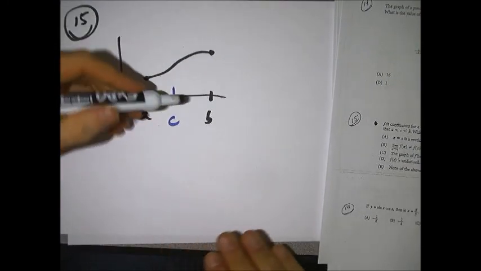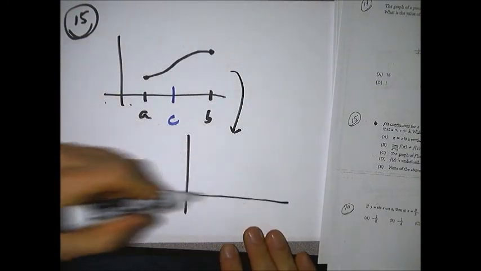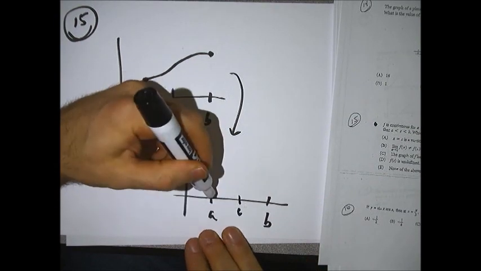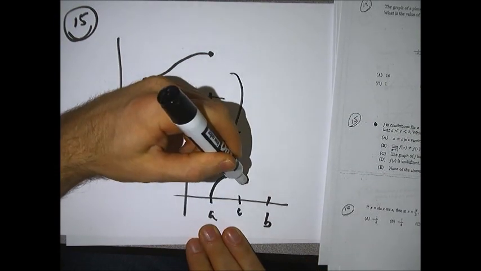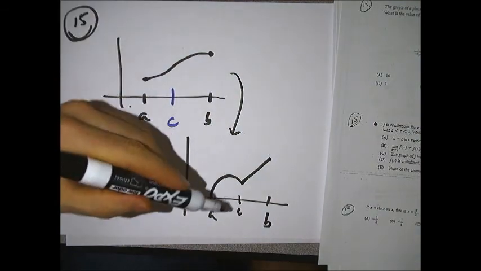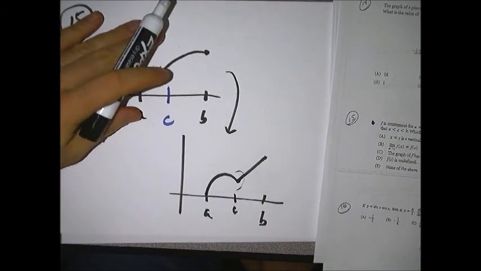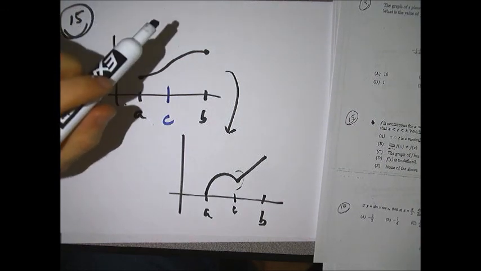So if I was to draw this from A to B, and here's my C, with a sharp point, that is still continuous, but it's not differentiable. So the choice you're looking for in number 15 is choice C.